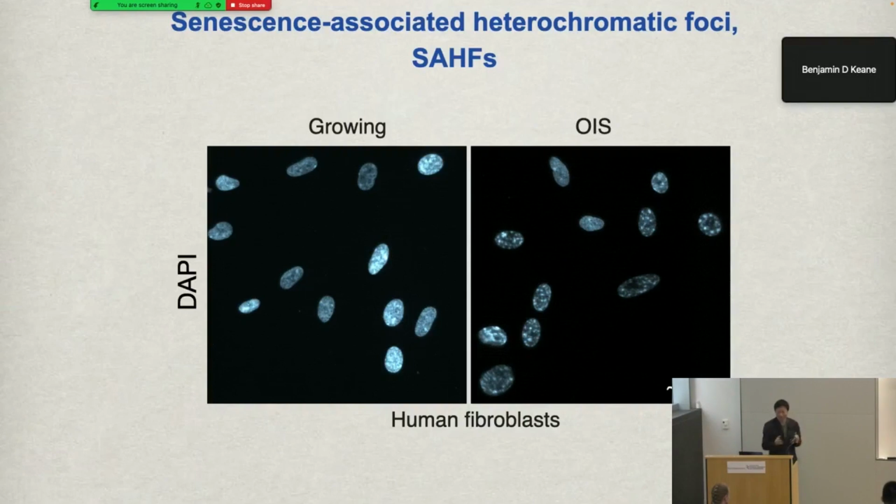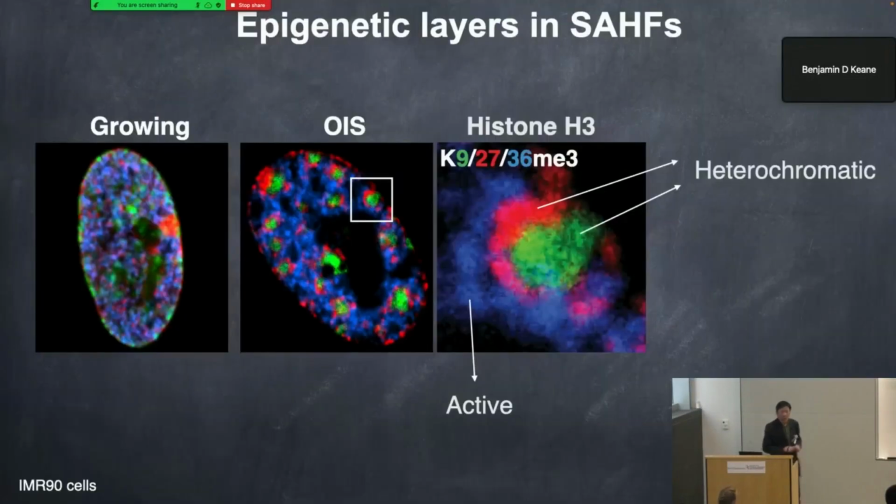Thank you very much. SAHF is kind of my life's work. In IMR90 human diploid fibroblasts, if you overexpress oncogenic Ras to induce senescence, you see very striking heterochromatin formation. If you look closer, as already mentioned, you see this concentric layer structure.